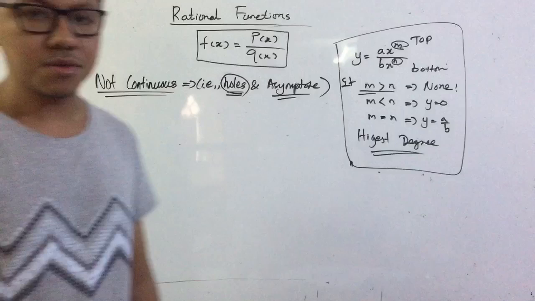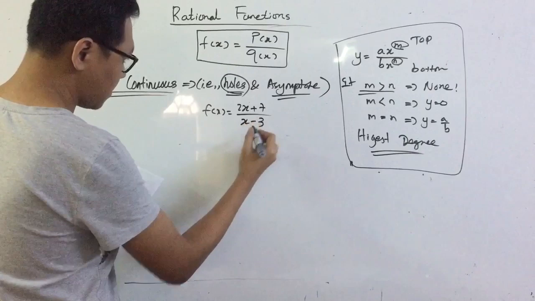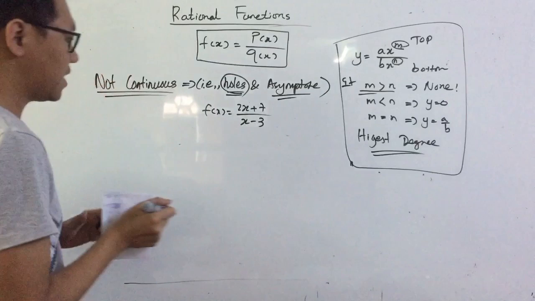So the next example I want to show is f of x is equal to 2x plus 7 over x minus 3. In this case, you can't factorize and cancel anymore, so there will be asymptotes. There are two kinds of asymptotes, vertical asymptotes and horizontal asymptotes. Okay, let's talk about vertical asymptote first.